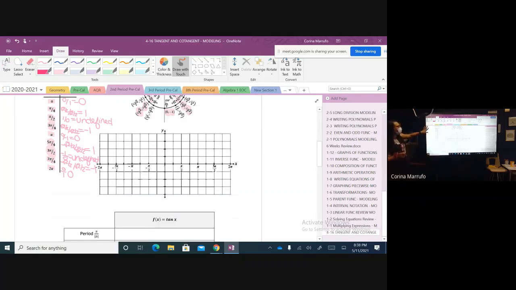So I'm going to go ahead and graph these points. So at 0, I have 0. So 0, 0. At pi over 4, I have 1. So this is pi over 4, it is 1. At pi over 2, it is undefined. So when we have it undefined, we actually have an asymptote.